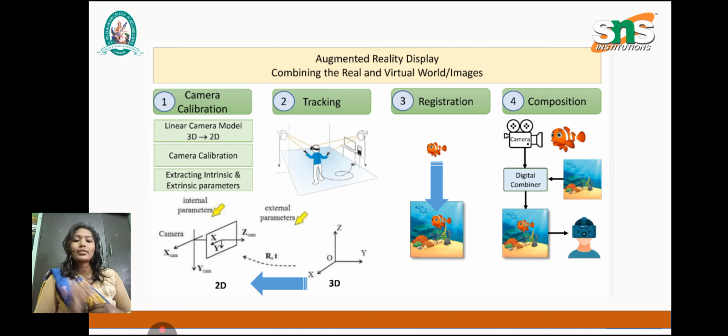First we use camera calibration. We change the 3D to 2D and extract the parameters. Next is how it is going to focus. The third is registration, how the fish fits in the room, and the composition of the digital combination of how the fish suits in that image.